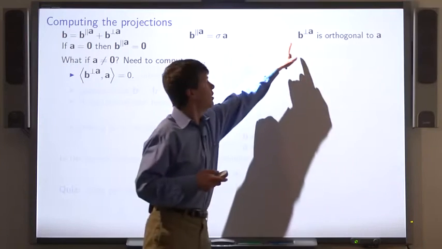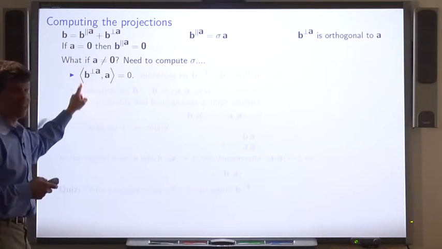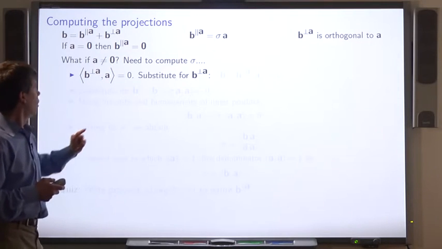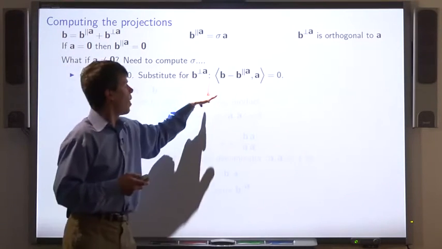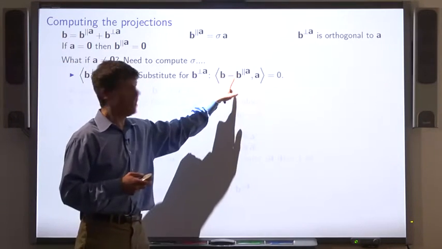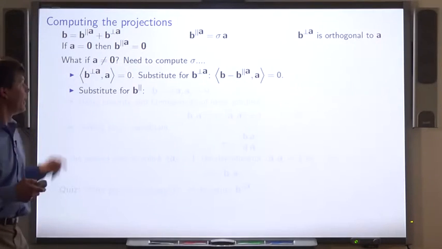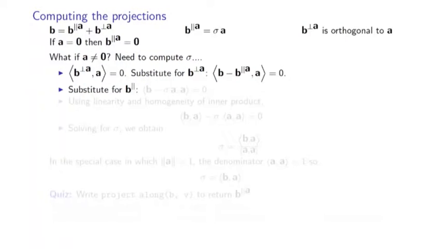By the third equation, B perpendicular to A has to be orthogonal to A. Therefore, the inner product of B perpendicular with A must be 0. Now let's substitute for B perpendicular using this equation. B perpendicular is just B minus B parallel. So we require that B minus B parallel have an inner product with A of 0. Now we use this equation to substitute for B parallel. The inner product of B minus sigma times A with A must be 0.